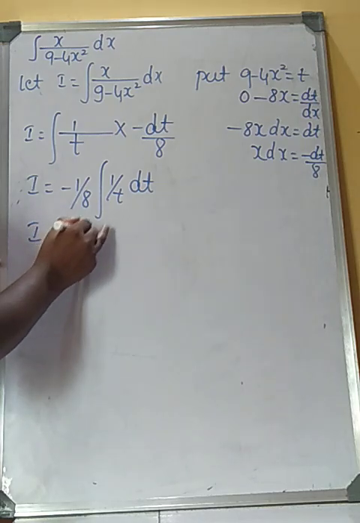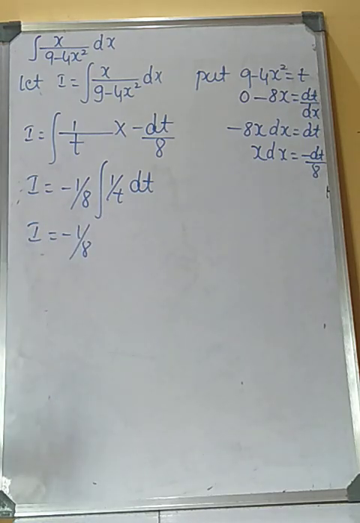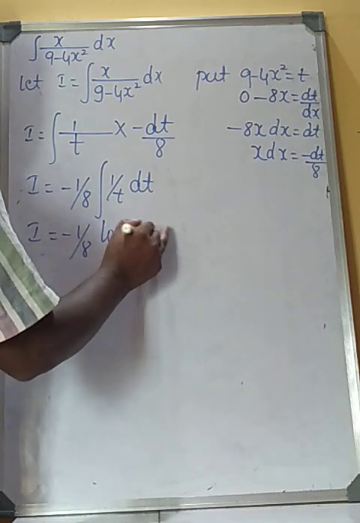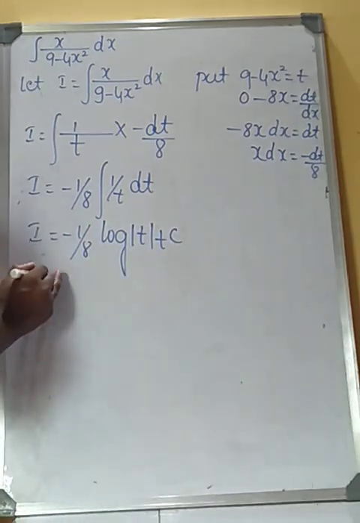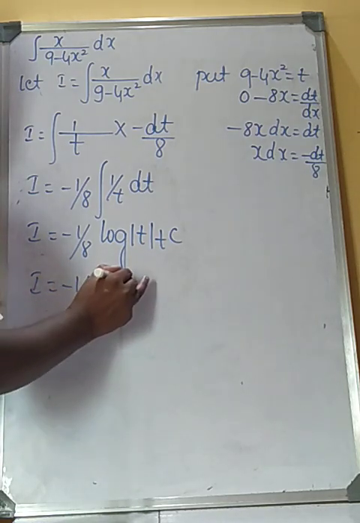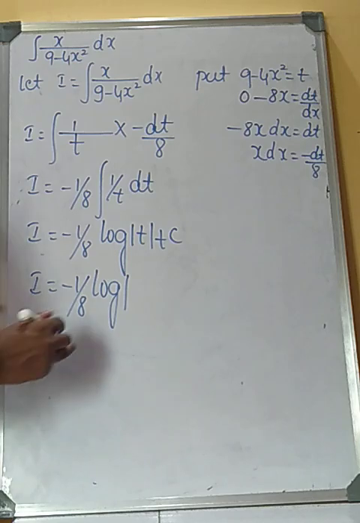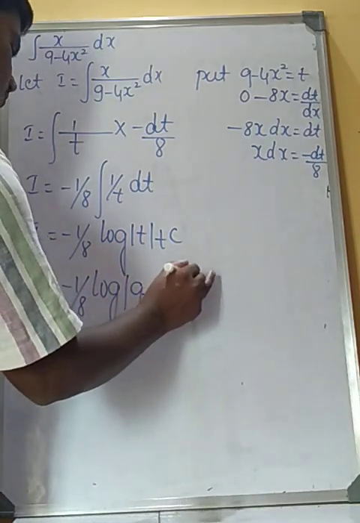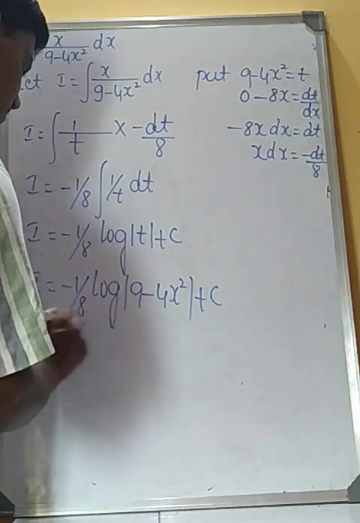Therefore I is equal to minus 1 by 8. Integral of 1 by t is log of mod t plus c. Therefore I is equal to minus 1 by 8 into log of mod t. What is t? Log of mod 9 minus 4x square, plus c.